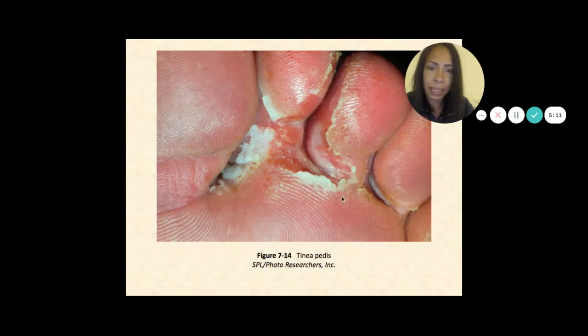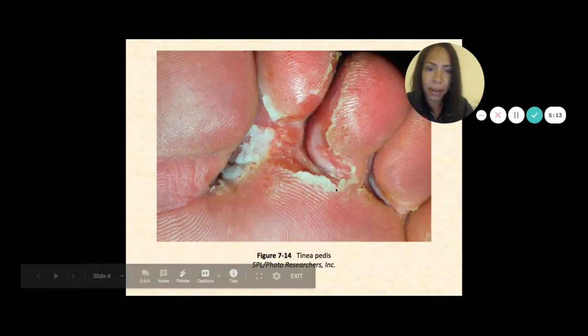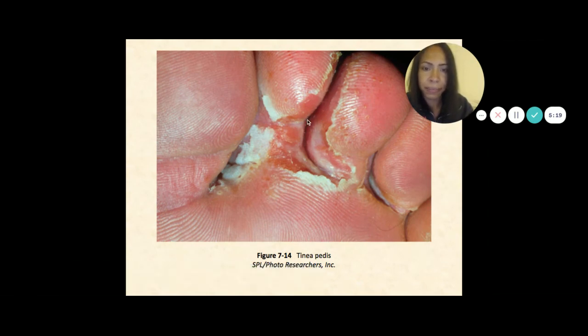And this is what it can create. So this is an example of Tinea pedis after it's progressed, and you can see that it becomes really red, itchy, purulent pus kind of discharge in between the toes, peeling of the skin.